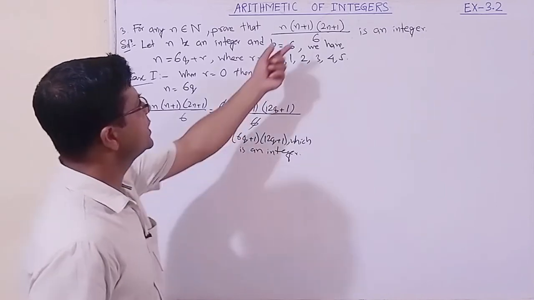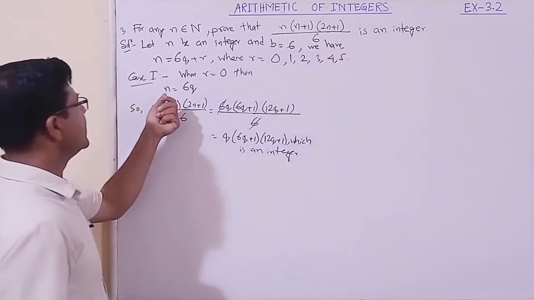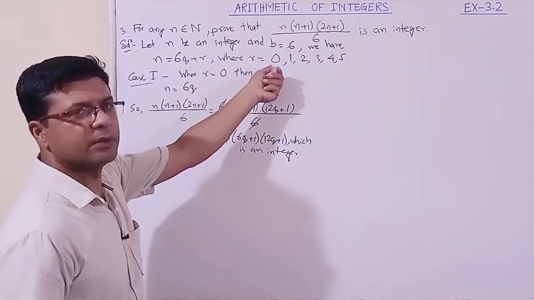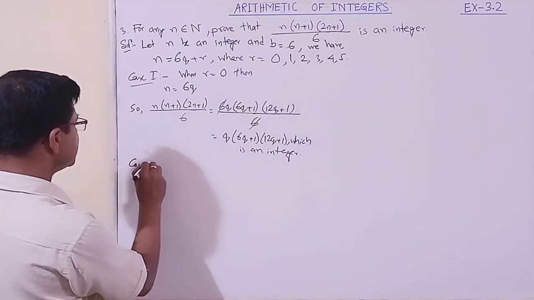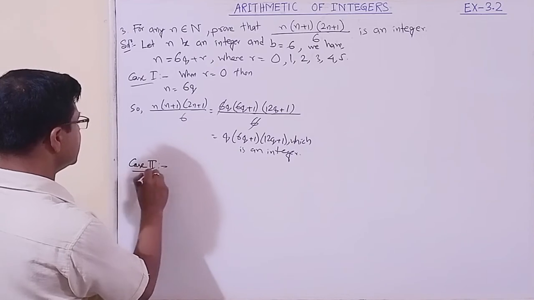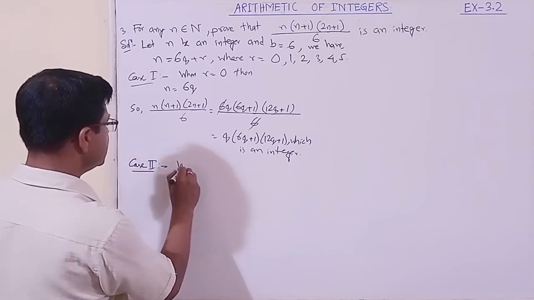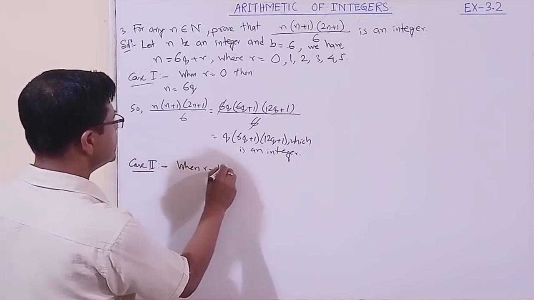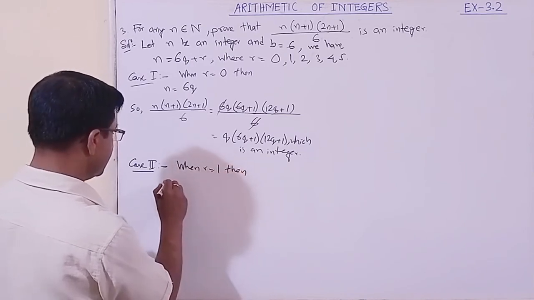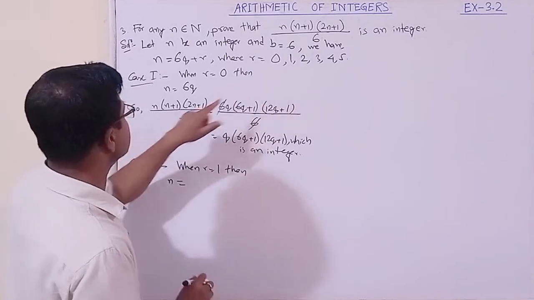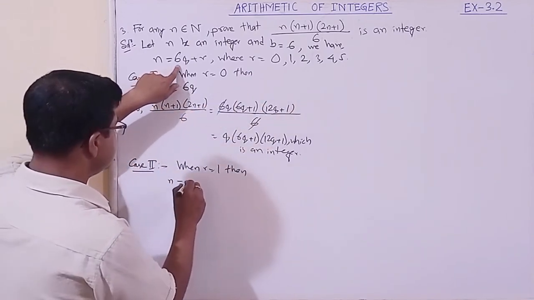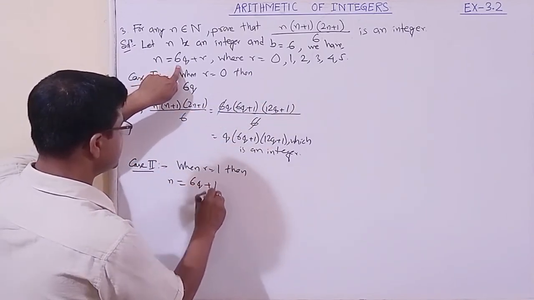So we have proved this is an integer when n is equal to 6q, for the first case. Now let us take case 2. This is a very simple question, lengthy but very simple. When r is equal to 1, then n will be 6q plus 1.